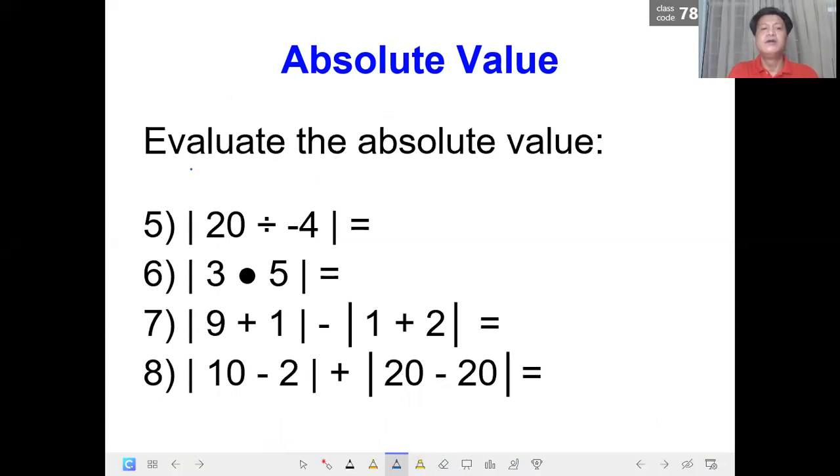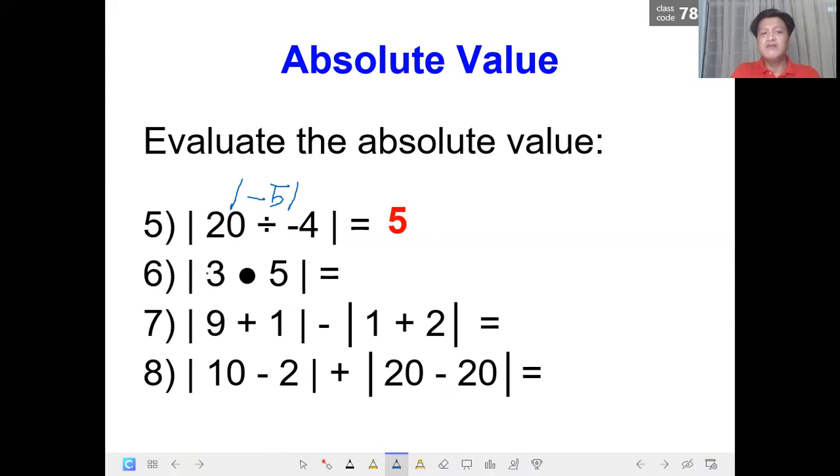Okay, so another. Number 5, what if absolute value of 20 divided by 4, di ba kapag kinuha natin yan, negative to, positive yan, pag divide mo absolute value of negative 5. Kaya pag nilabas mo yung absolute value of negative 5, that is positive 5 kasi nga always positive.